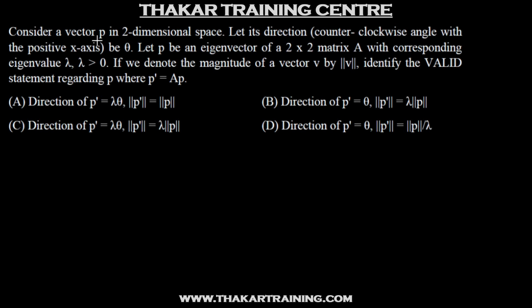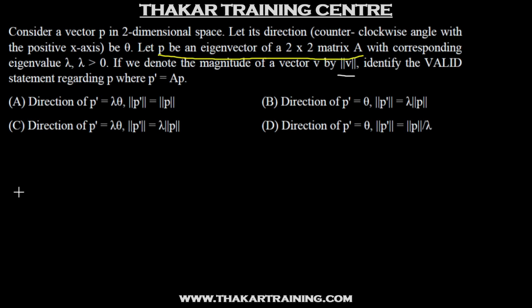Okay. Consider a vector p in two-dimensional space. Let its direction counterclockwise with the positive x-axis be theta. Let p be an eigenvector of a 2 by 2 matrix A with corresponding eigenvalue lambda such that lambda is greater than 0. If we denote the magnitude of any vector v by this sign, identify the valid statement regarding p prime, where p prime is A into p. So what is p? P is an eigenvector of matrix A.